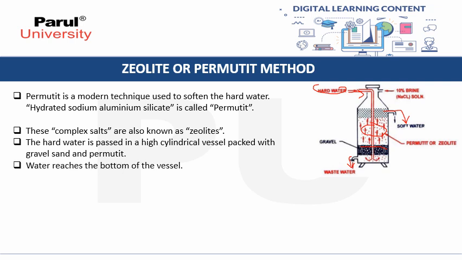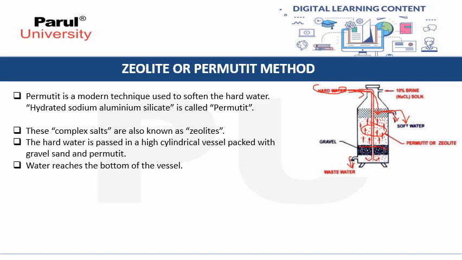The water reaches the bottom of the cell. When the hard water is fed through this inlet, it first reaches the bottom and then, passing through the gravel and the zeolite or permutit, it goes in the upward direction, so that all the impurities get trapped in the permutit, and the soft water is collected from this end.